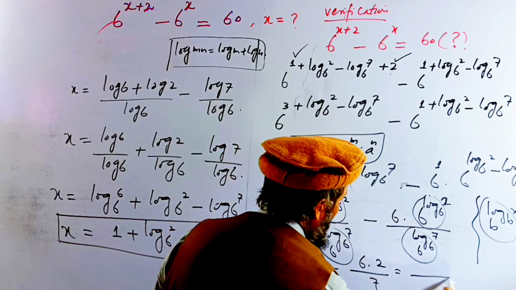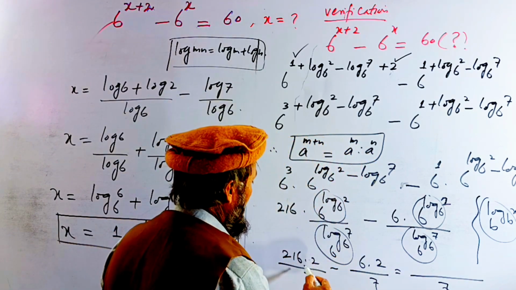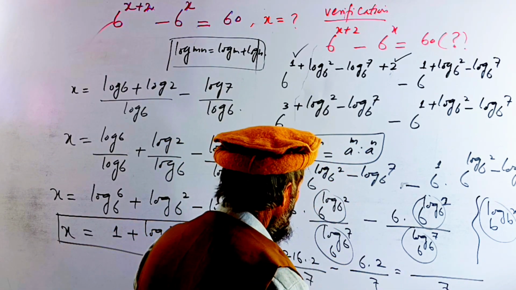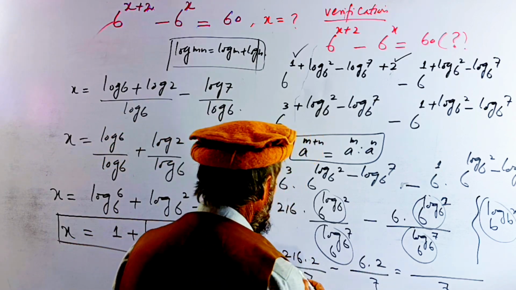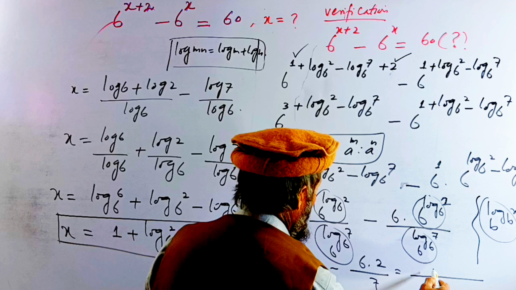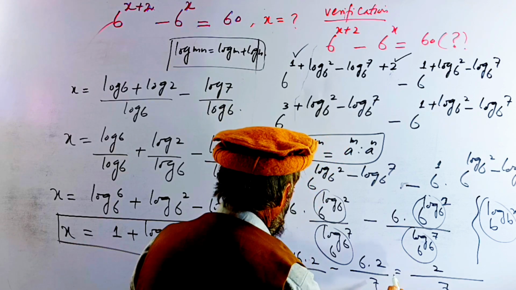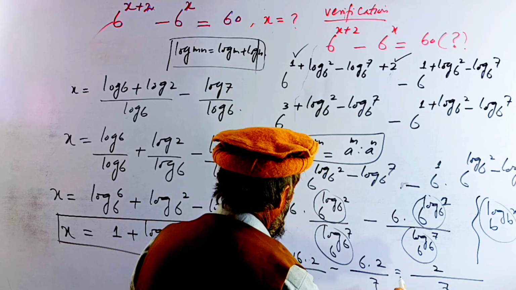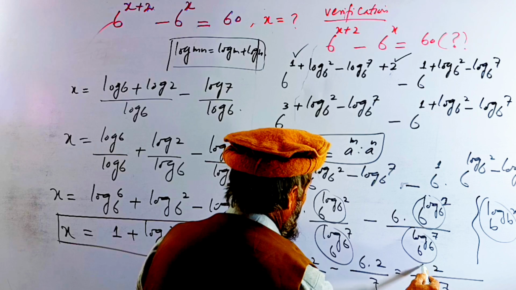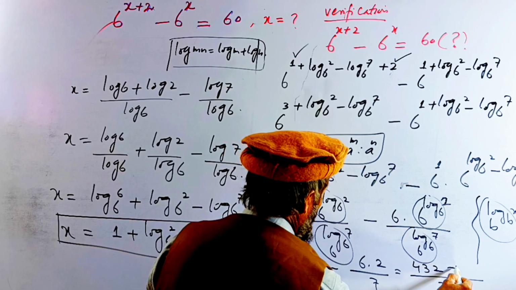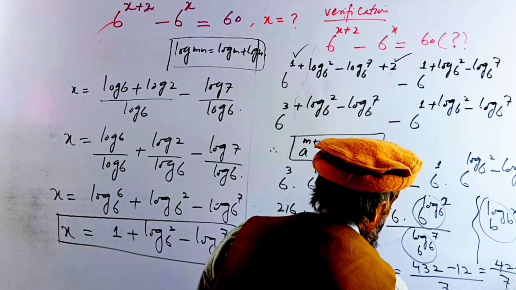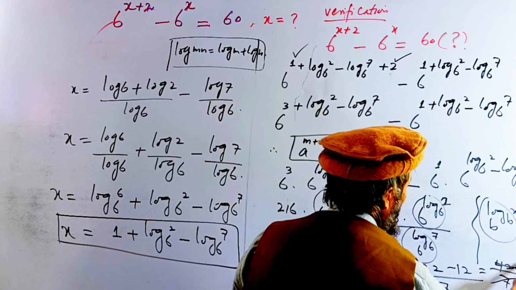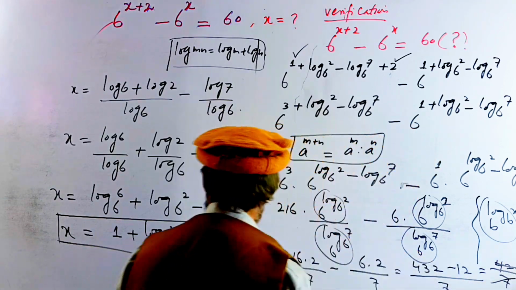7 is the LCM, and 2 is also common. If 2 is common, this will be divided by 7, so you will get the answer is 60, which is the required proof.